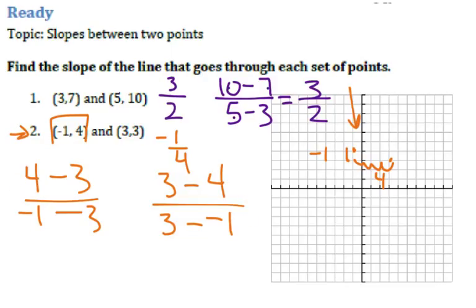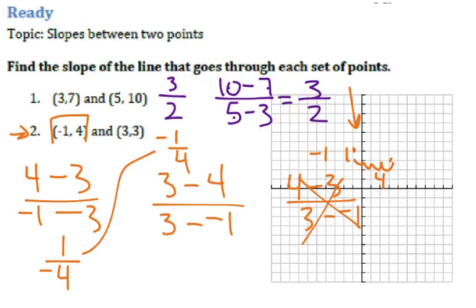Like I can't do 4 minus 3 and 3 minus negative 1. That version wouldn't work. 4 minus 3 is 1, negative 1 minus 3 is a negative 4, which is the same thing. It doesn't matter if the negative's on top or bottom. This one, 3 minus 4 is negative 1. 3 minus a negative 1, that's like plus a 4. Same thing. So for 3 and 4, that's all you got to do. You can either graph it or do it the other way.